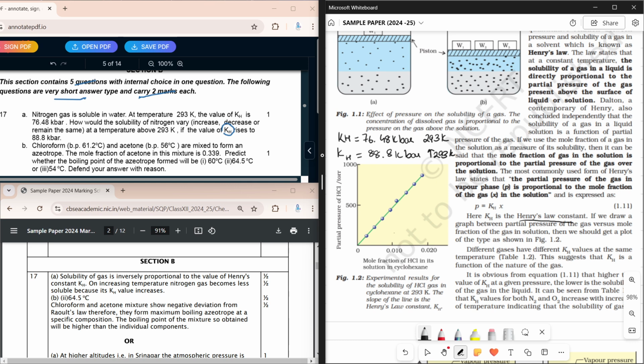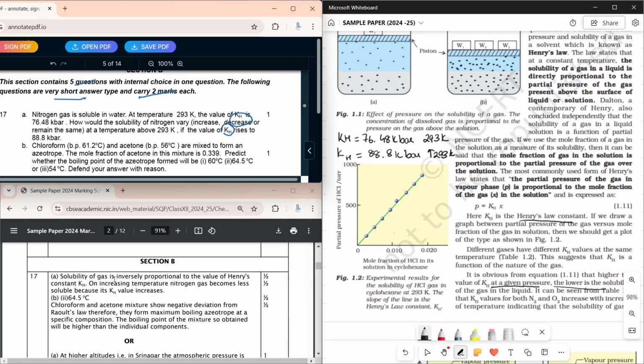Now, when you have a higher value of KH at a given pressure, the lower is the solubility of the gas in the liquid. So this implies that when the value of KH increases, the solubility decreases. So the solubility of nitrogen here will decrease when you are increasing the temperature. That's what is given in your solution.